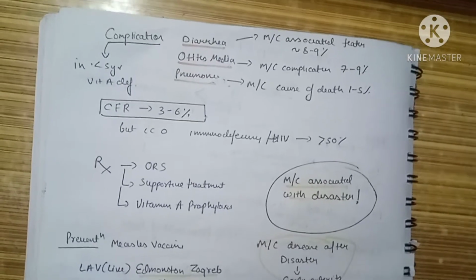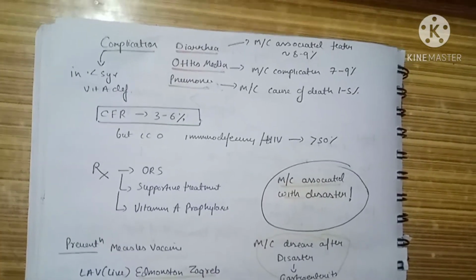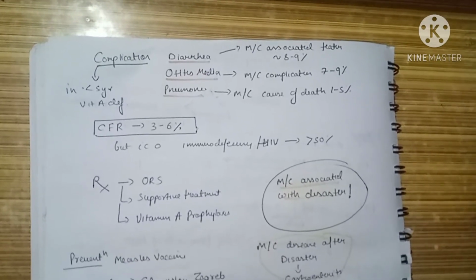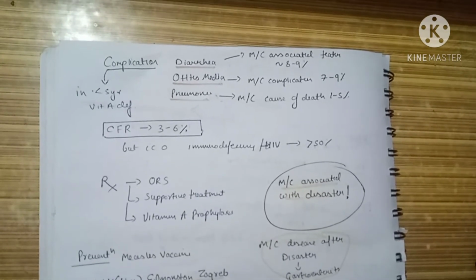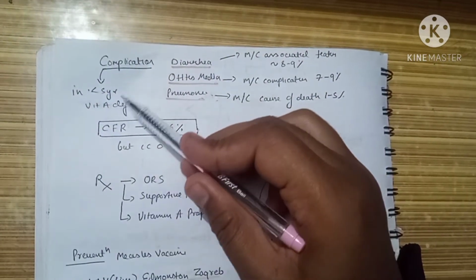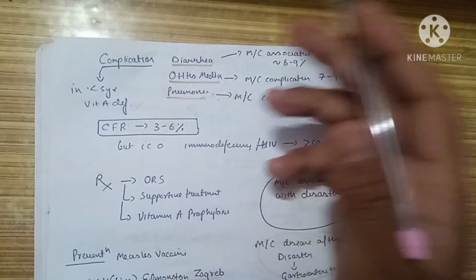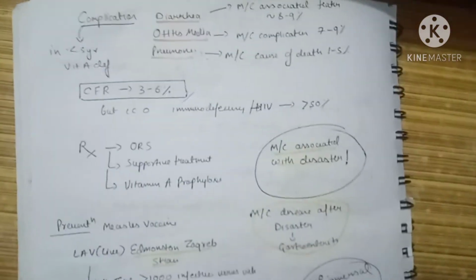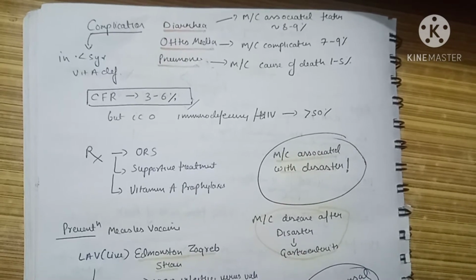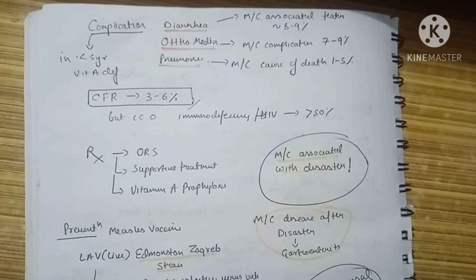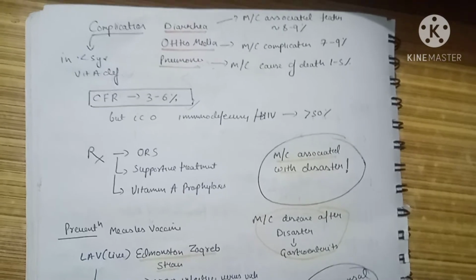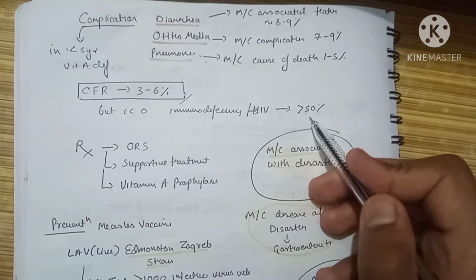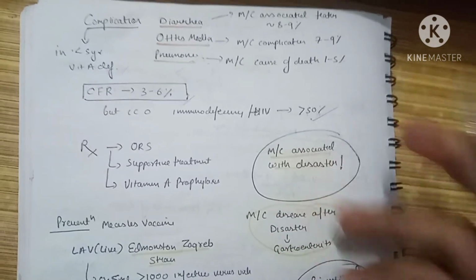And also, we know that post virally measles is associated, or studies are suggesting that it may be a cause for otosclerosis. Now, the complications are more common in children who are less than 5 years of age and who have vitamin A deficiency. The case fatality rate is 3 to 6% in developing countries like India, and very low, up to 0.1%, in developed countries. Whereas if the patient is immunocompromised, like HIV, the case fatality rate goes up to more than 50%.